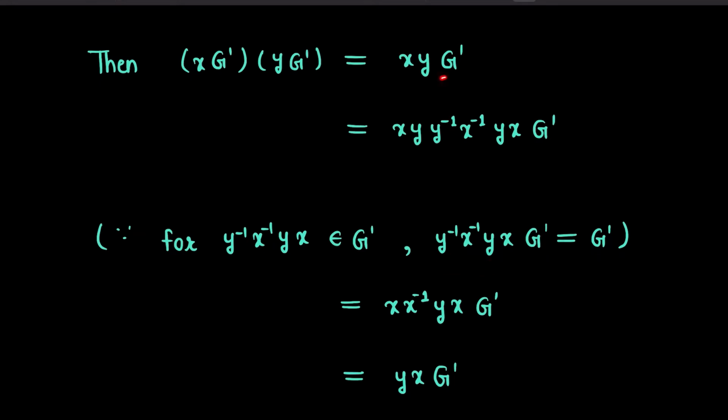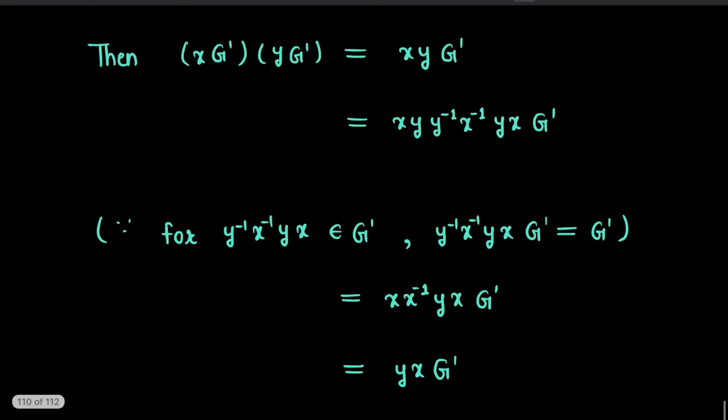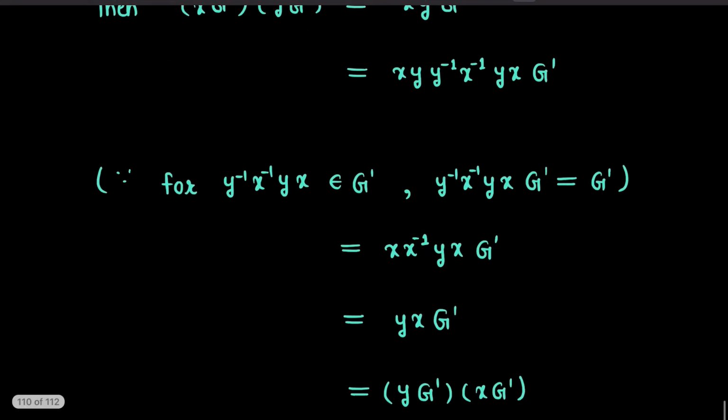So here G dash can be written as y inverse x inverse yx G dash. So we get the product of these cosets is equal to, here y inverse will be identity, so no need to write that. So we get this step. And in the next step, this x inverse will be identity, so no need to write that. So we get the product of these left cosets is the same as yx, and this can again be written as yx G dash.